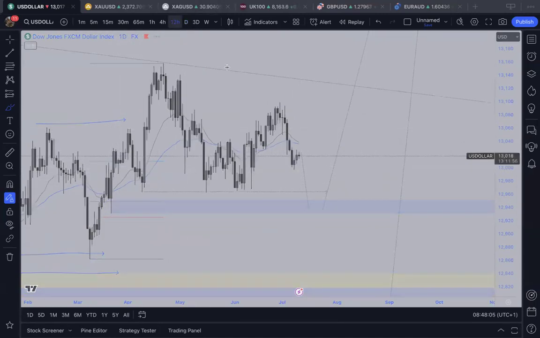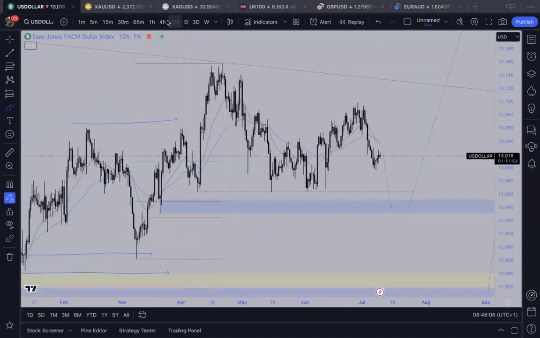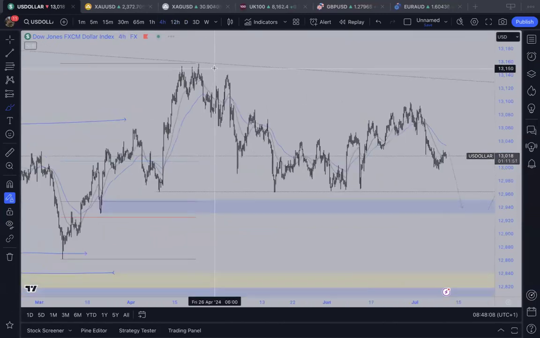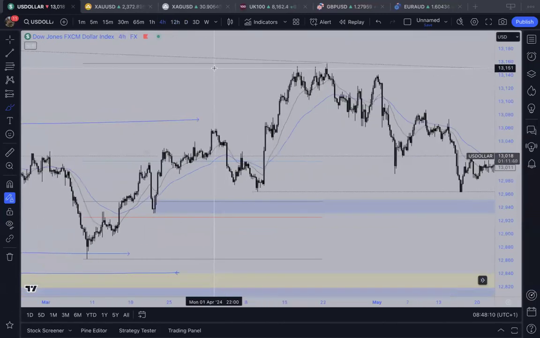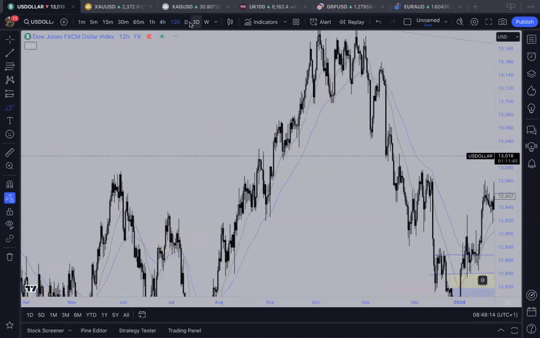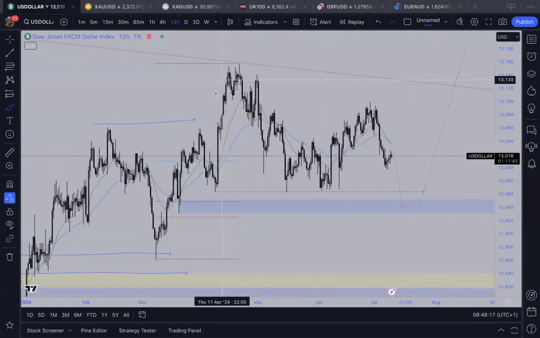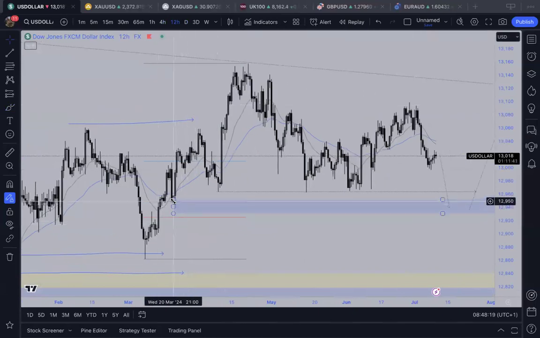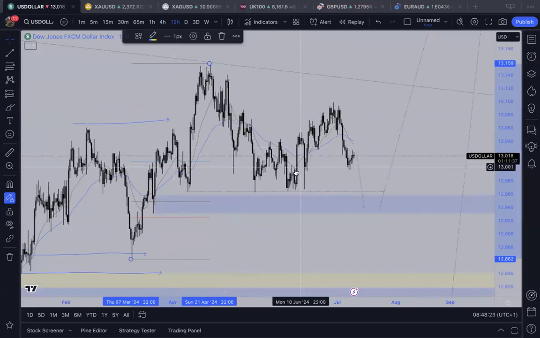We can break it down. Let's go to a 12-hour, see what we got in here. 12-hour, not too much. 4-hour. So we do have slight imbalance here. We just got kind of a basic move. I would still be looking at that overall zone. Did we even test something on the 12-hour? No, so we haven't even tested anything yet on the 12-hour.